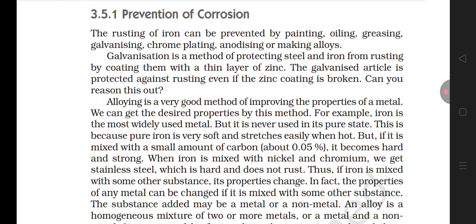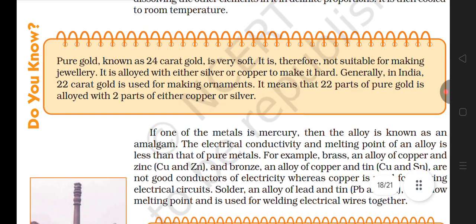Thus if iron is mixed with any other substance, its properties change. In fact, the properties of any metal can be changed if it is mixed with some other substance. The substance added may be a metal or a non-metal. An alloy is a homogeneous mixture, homogeneous means a uniform mixture, of two or more metals, or a metal and a non-metal. It is prepared by first melting the primary metal and then dissolving other metals in a definite proportion. It is then cooled at room temperature. I hope this is understandable. Now the next is pure gold, known as 24 karat gold, which is very soft.